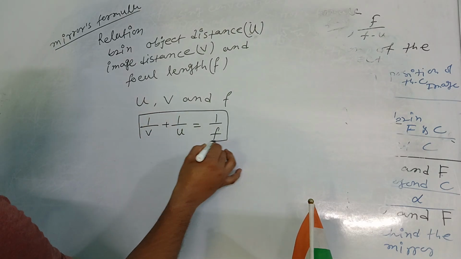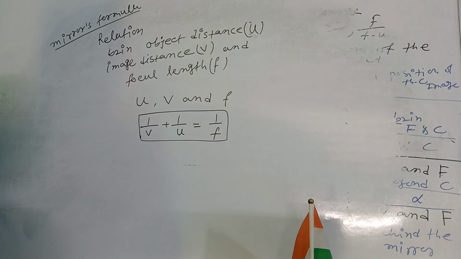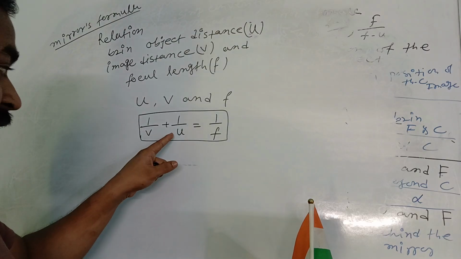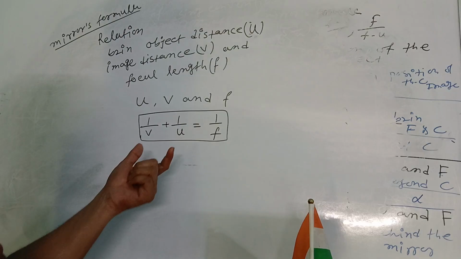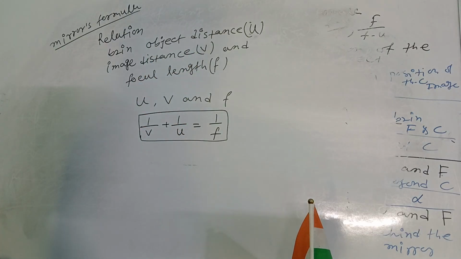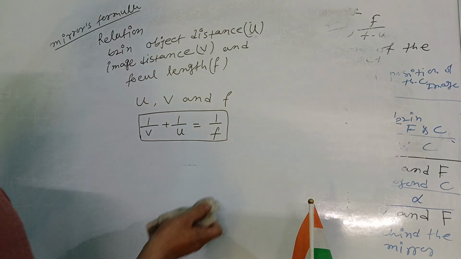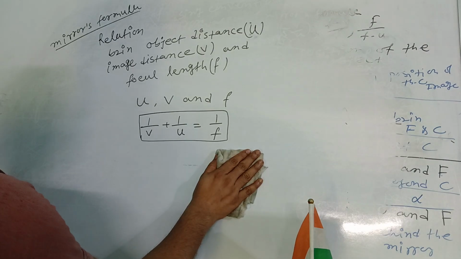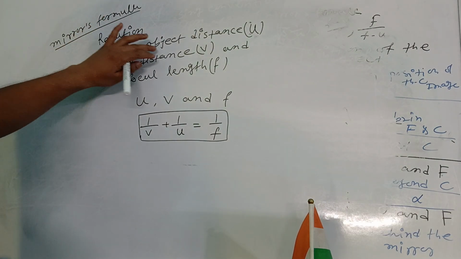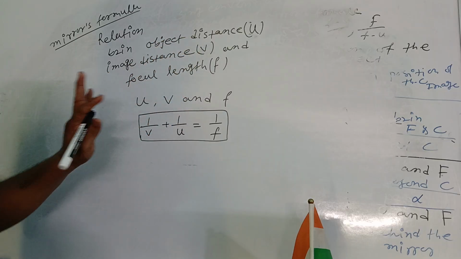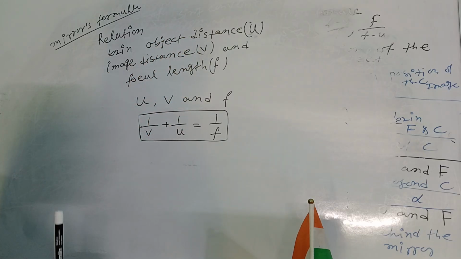The relation between image distance and object distance. This is the object distance, this is the image distance, and this is the focal length f. So this is the relation, and we'll derive this one. Clear? So what is the mirror formula? It is nothing but the relation between object distance, image distance and the focal length. This is the mirror formula.